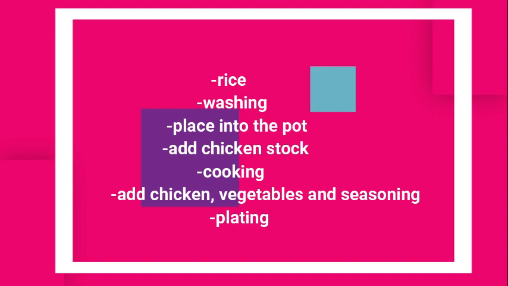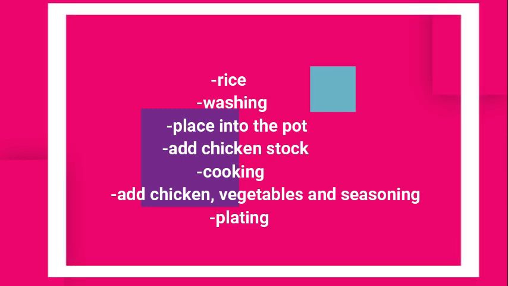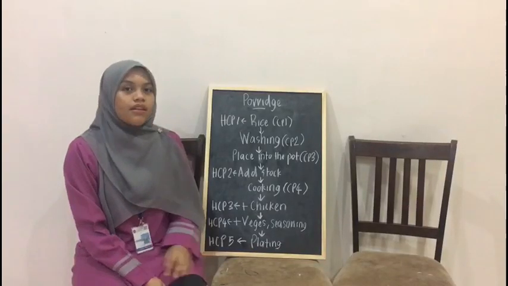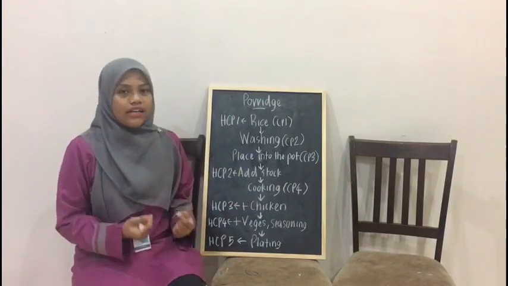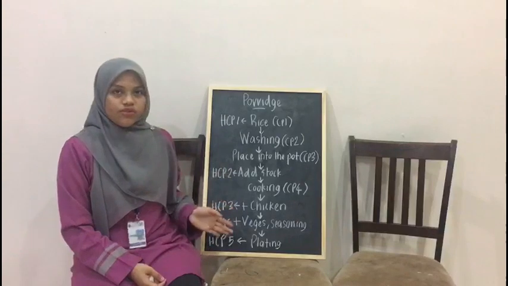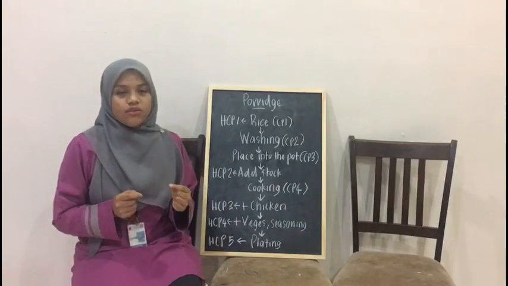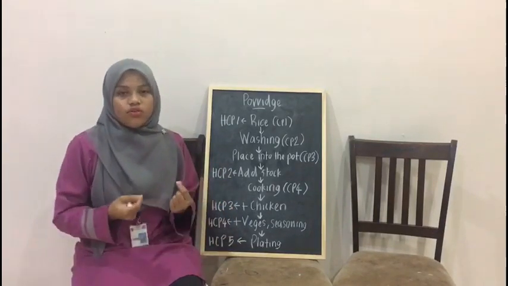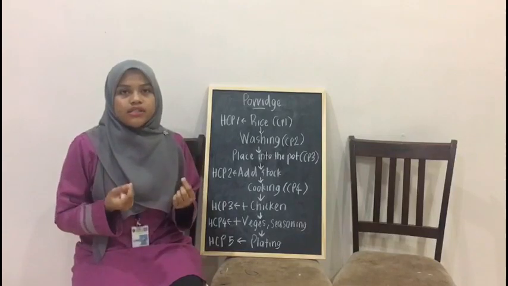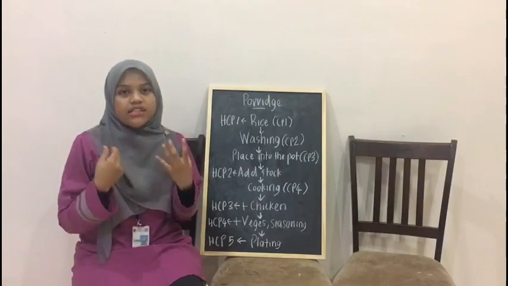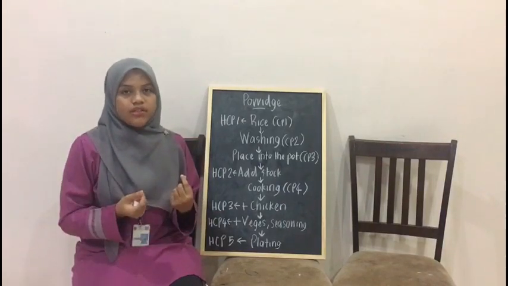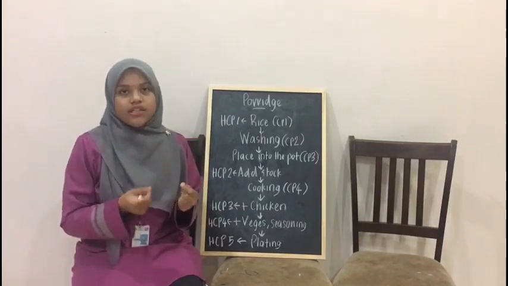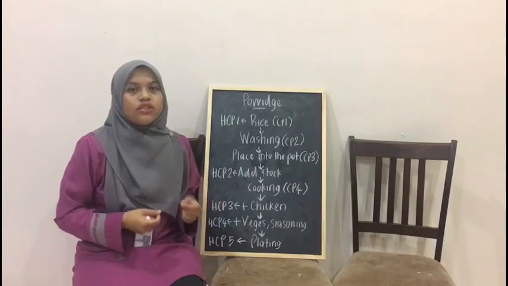There are 5 HCP and 4 CP. So, for HCP1, the rice already has a halal certificate. For HCP2, we use the chicken stock that we made ourselves before. So, we already applied the practice that is halal during the process of making the chicken stock. For example, we already confirmed that the chicken is slaughtered according to Islamic law.